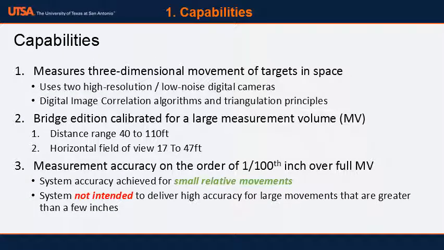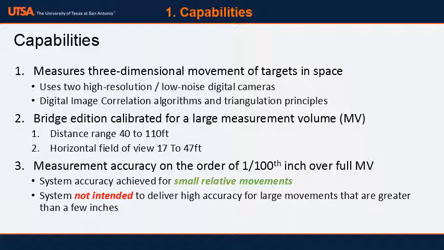So the capabilities. The system basically measures the three-dimensional movement of any target in space, in three-dimensional space. It uses two high-resolution, low-noise cameras. These are monochrome cameras also. They are not color because monochrome cameras actually have better resolution for this application. And it uses DIC, digital image correlation algorithms, and triangulation principles to find those targets in space.